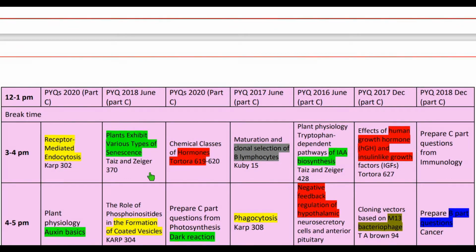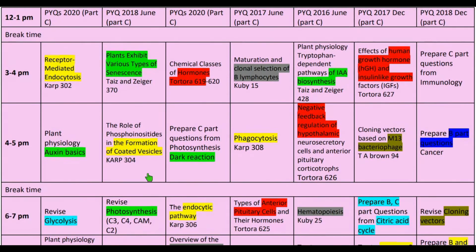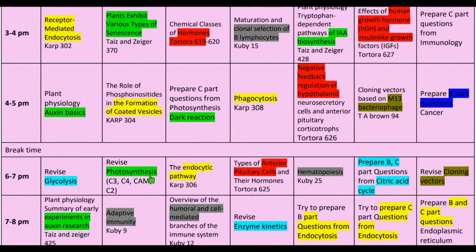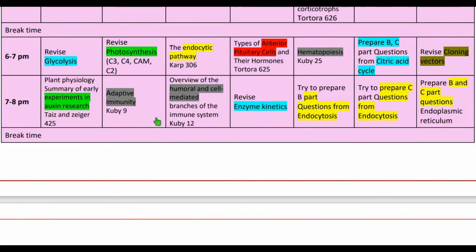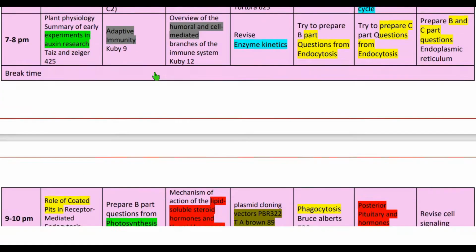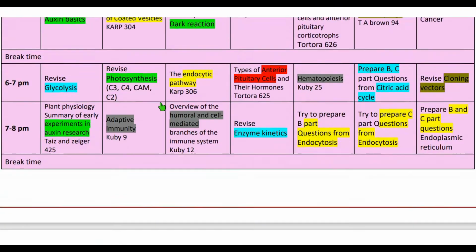3 to 4 p.m., various types of senescence. 4 to 5 p.m., role of phosphoinositides in the formation of coated vesicles. 6 to 7 p.m., revise photosynthesis, C3, C4, CAM and C2. 7 to 8 p.m., adaptive immunity, QB. 9 to 10 p.m., prepare B part questions from photosynthesis light reaction. Just take the soft copy, CSIR NET, just read the paragraph and prepare these questions, part B questions. That is short questions as much as possible. 10 to 11 p.m., revise.